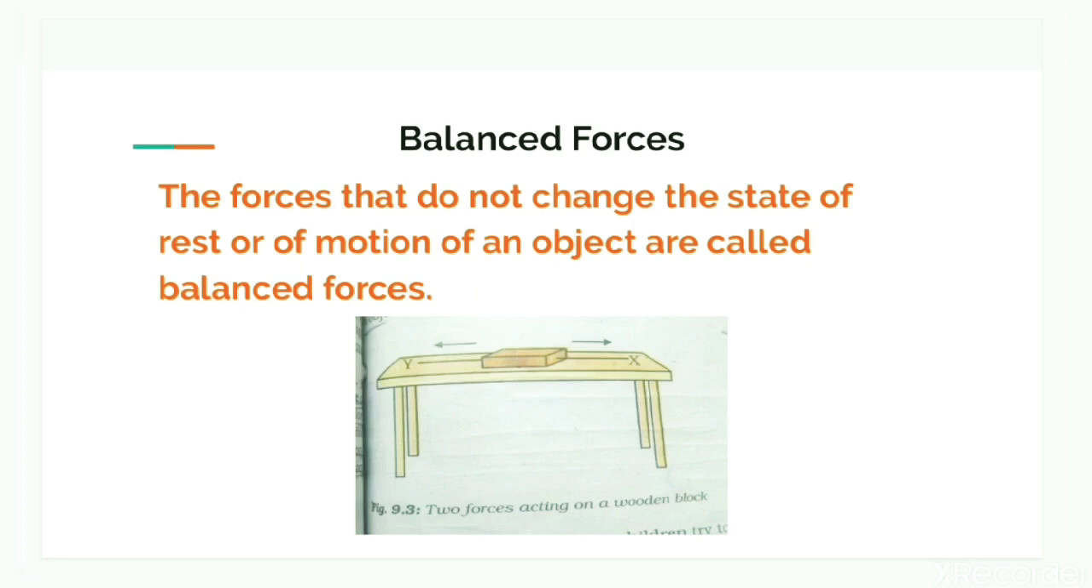In both the cases, the block moves because the forces applied were unbalanced, which means the force on one side was greater than the other. But when the forces are equal, the block does not move at all. Such equal forces are what we call balanced forces. The forces that do not change the state of rest or of motion of an object are called balanced forces.